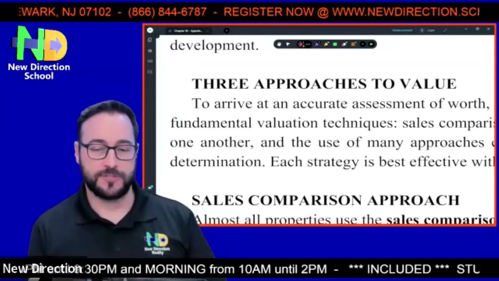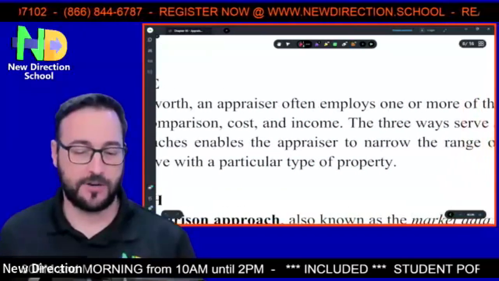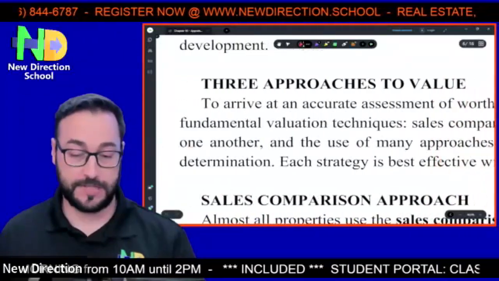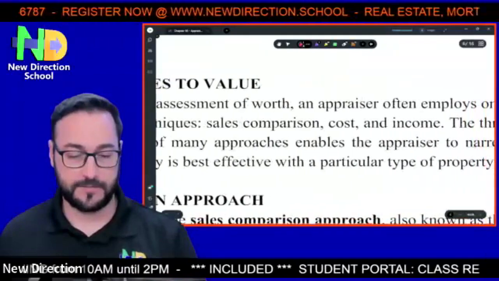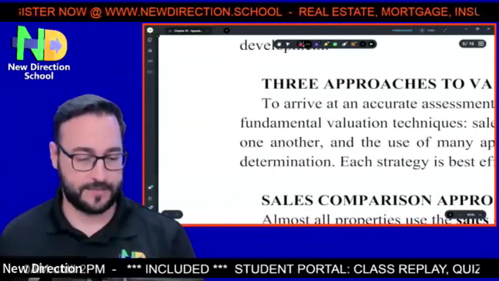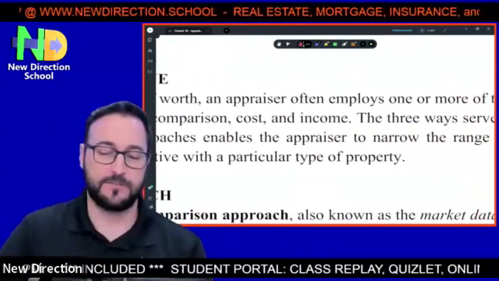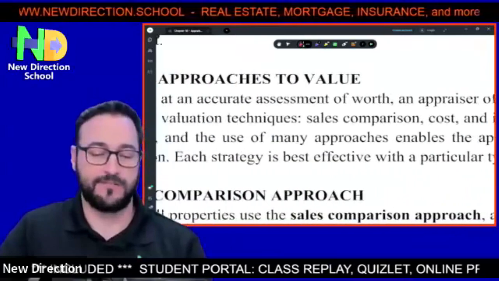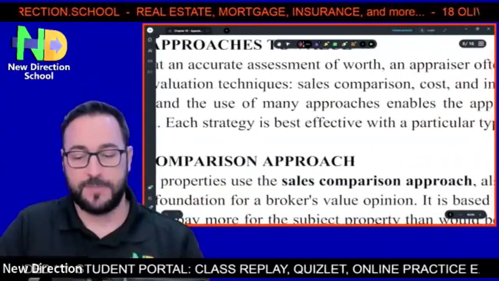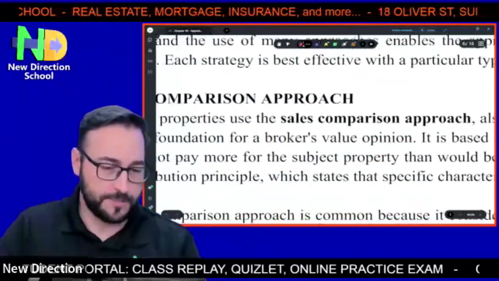All right, there's three approaches to value. To arrive at an accurate assessment of worth, an appraiser often employs one or more of the following three fundamental valuation techniques: sales comparison, cost, and income approach. The three ways serve as checks against one another, and the use of many approaches enables an appraiser to narrow down the range of the final value determination. Each strategy is best effective with particular types of properties. So I'm going to explain that too.